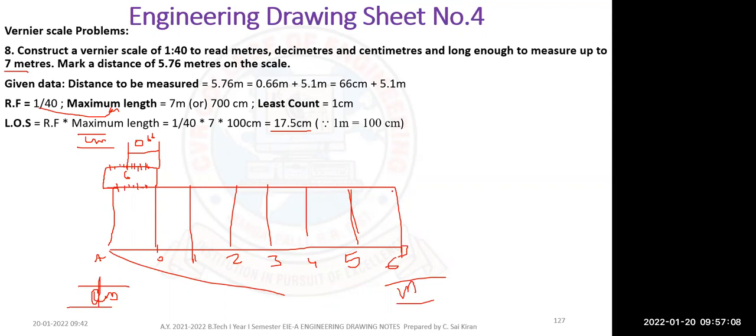So what I have to do is, again I have to divide 5 to 6 into 10 equal parts, because you have to repeat the division. So from here I have to highlight 5.1. So this will be 5.1 meters. This is 0.66 meters. The total becomes 5.76 meters, which will be the total value.